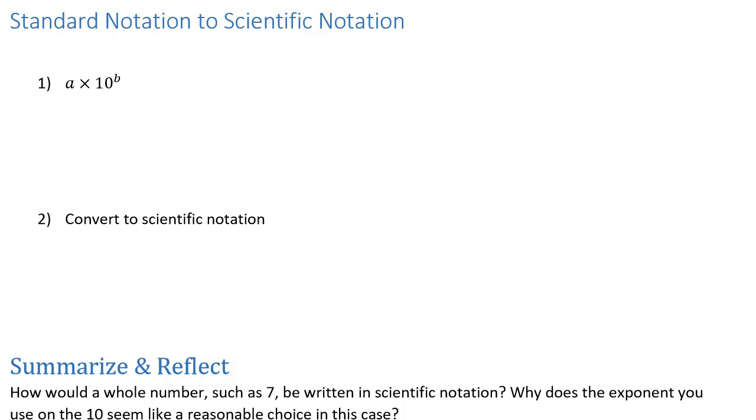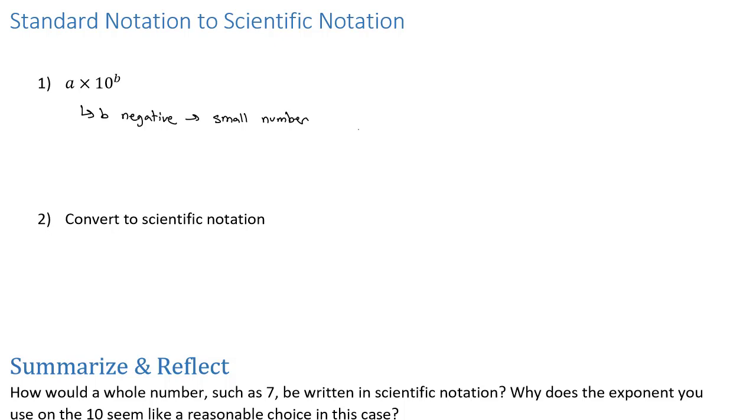We've taken a look at scientific notation problems and changing them from scientific notation to standard notation. In this video, we're going to go the other direction. And remember, if we want to end up with scientific notation, a times 10 to the b, if the b is negative, that's going to tell us we're dealing with a small number.